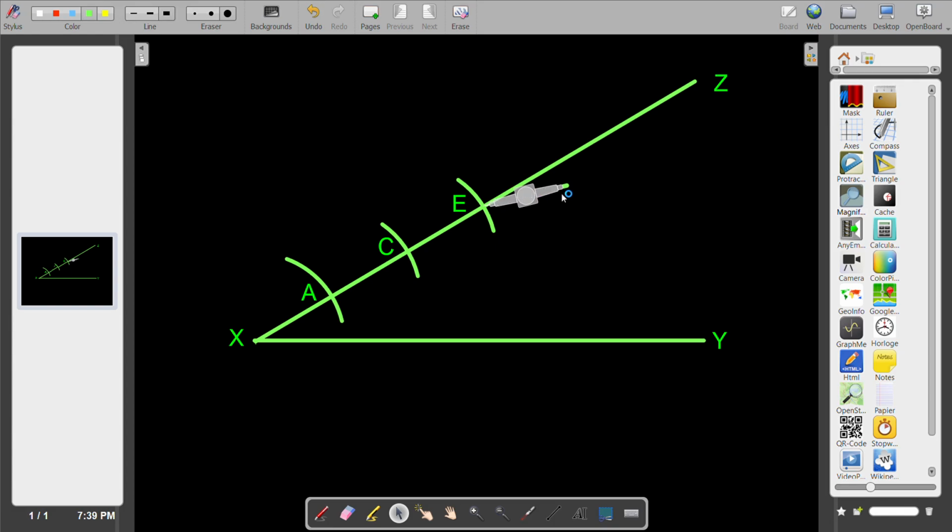Again with center E and taking the same radius, we draw another arc cutting XZ at the point G. Again with center G and taking the same radius, we draw another arc cutting XZ at the point I. Now join I and Y by a line segment.